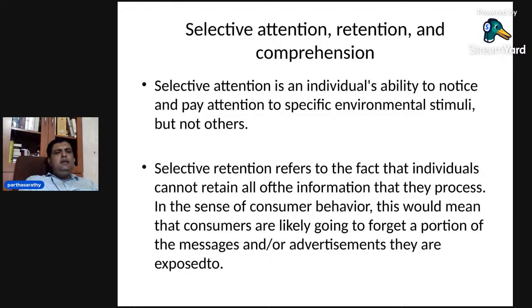That is why advertisers have to make their advertisements short. Advertisements are maximum 1 or 2 minutes, each advertisement 2, 3 minutes, 4 minutes maximum. Within those 2, 3 minutes, they have to create that attention span. They have to create that retention span. So it's a very challenging task for them. They process in the sense of consumer behavior.